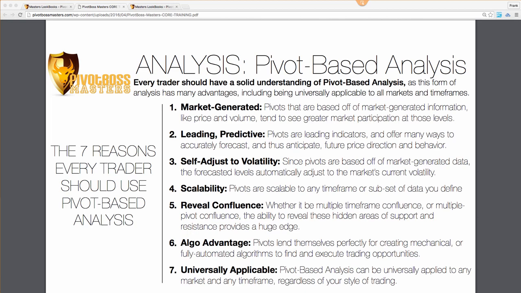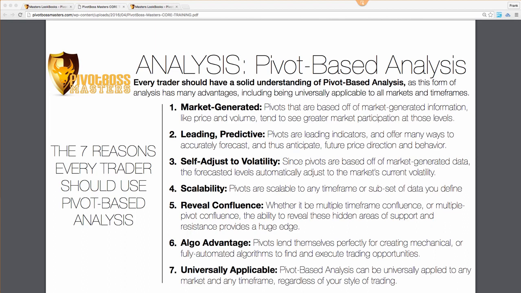Every trader, at least in my opinion, should have a solid understanding of pivot-based analysis, as this form of analysis has many advantages, including being universally applicable to all markets and time frames. And this is one very important quick sheet right here, because an entire course can be made just on this, because these are very important bullet points, and I'm calling them the 7 reasons every trader should use pivot-based analysis.